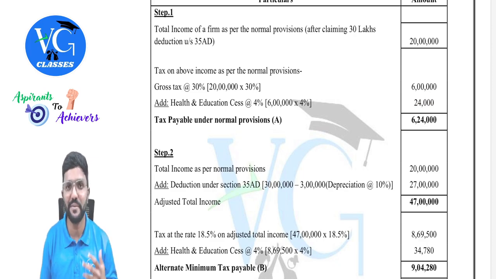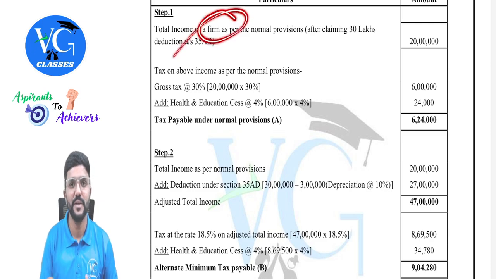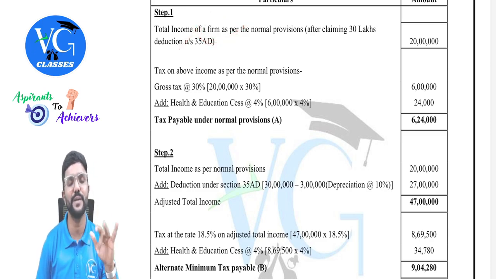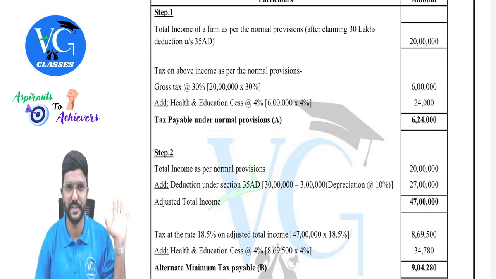Got it? Here I have taken an example of a partnership firm. Please be careful: AMT is applicable to anyone other than a company who is claiming any of the three deductions. It can be a partnership firm, a cooperative society, an individual, HUF, AOP, BOI, anyone, guys.